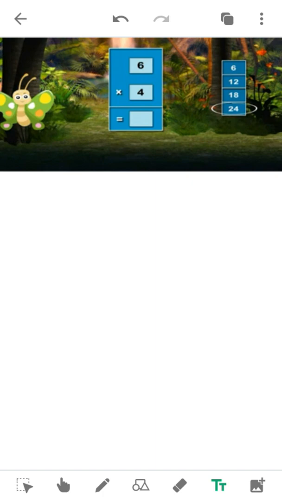4 multiplied by 6. 6 1s are 6, 6 2s are 12, 6 3s are 18, and 6 4s are 24. If you read the 4 table 6 times, you also get the same answer, or if you read the 6 table 4 times. So the answer is 24.